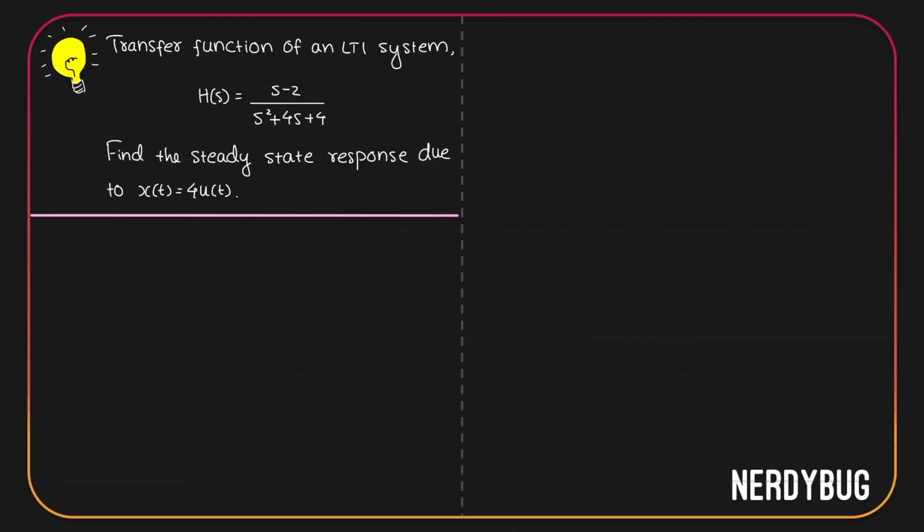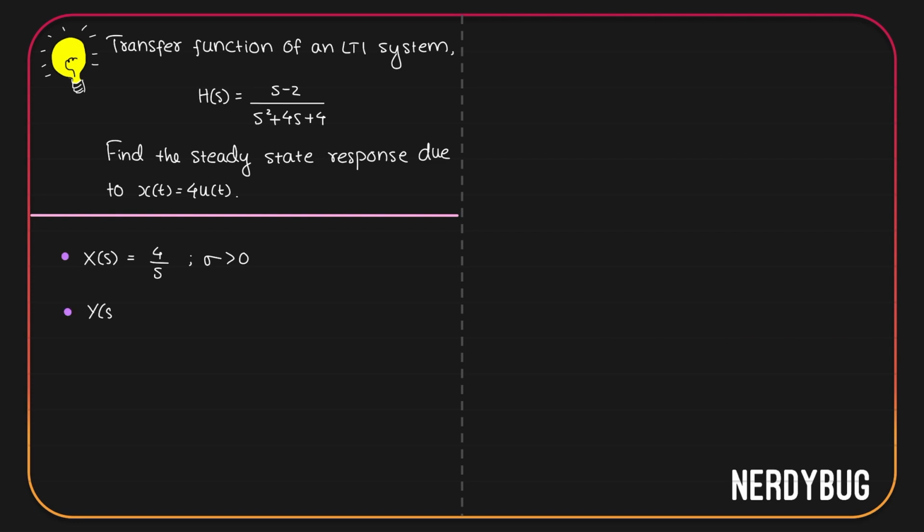Let us solve another problem. The transfer function of an LTI system is given. It is s minus 2 divided by s square plus 4s plus 4. We have to find the steady state response due to an input 4 u of t. Our input is 4 u of t, so its Laplace transform x of s is 4 by s. And ROC is sigma greater than 0.